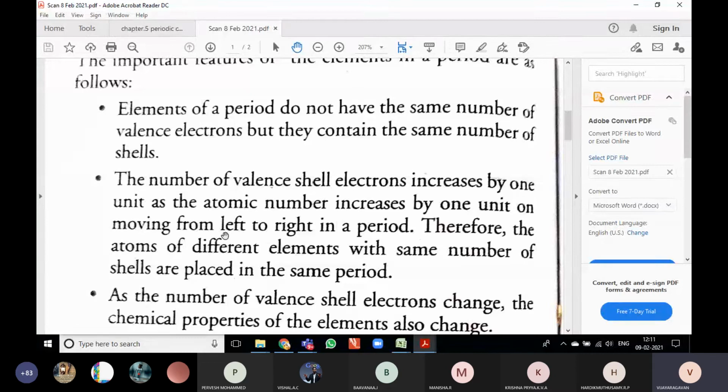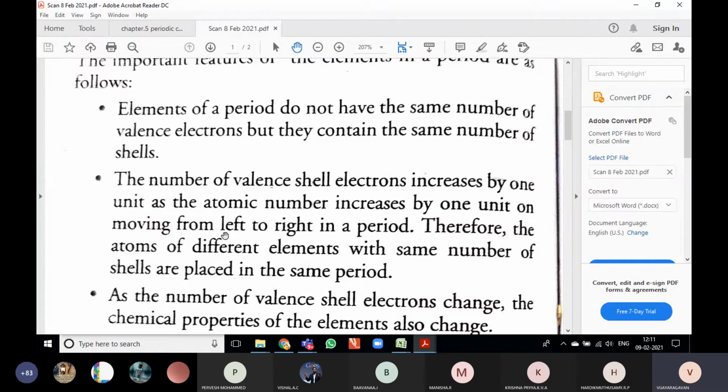So on moving from left to right in the periodic table, the atomic number increases by 1. Therefore, the atoms of different elements with the same number of shells are placed in the same period. So if you take the period, the elements present in the period have the same number of shells.